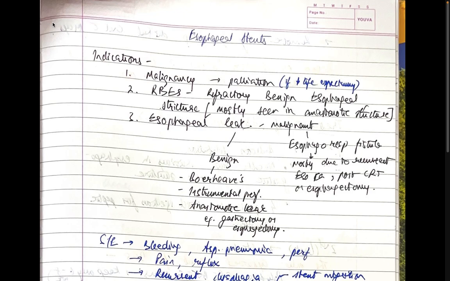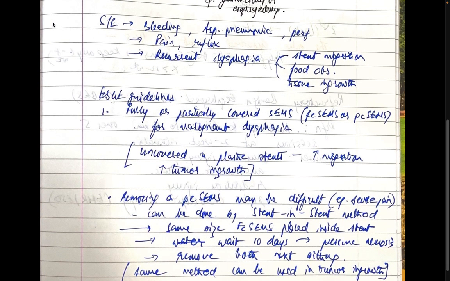The malignant leaks are usually due to esophageal respiratory fistula, and it's mostly due to a recurrent esophageal carcinoma, post-radiochemotherapy, or esophagectomy. The benign leaks could be due to Boerhaave syndrome, instrument perforation, anastomotic leaks as in a gastrectomy or an esophagectomy. The side effects of putting a stent include bleeding, aspiration pneumonia, perforation.